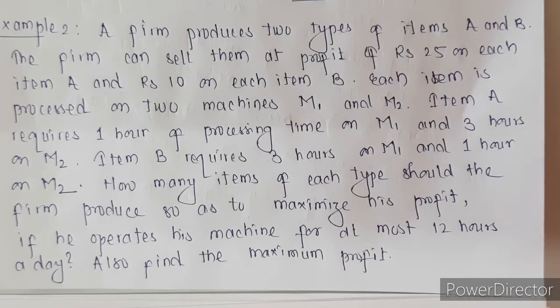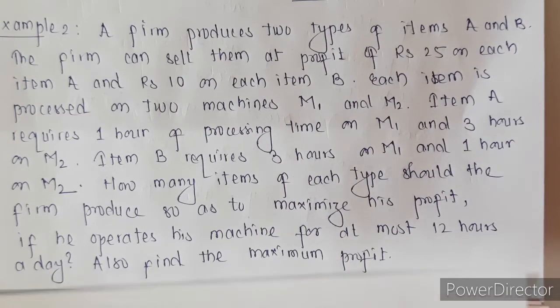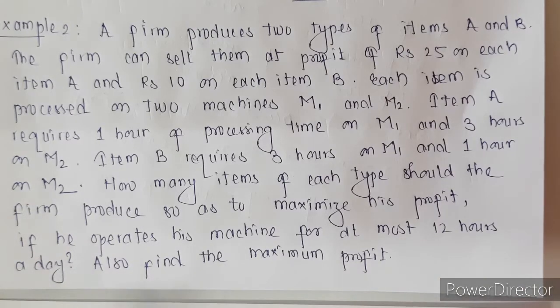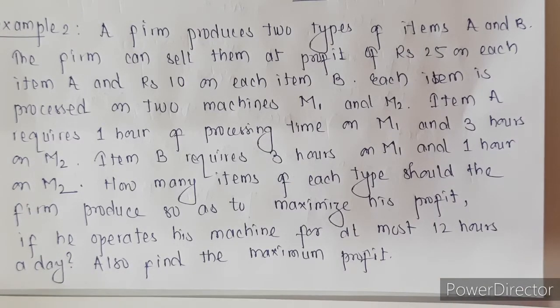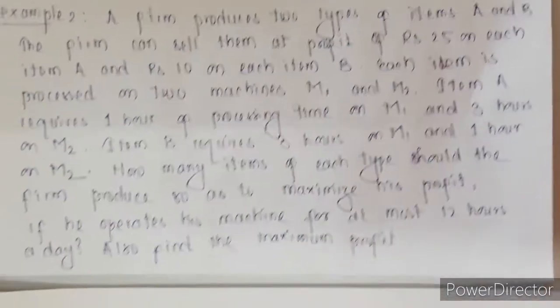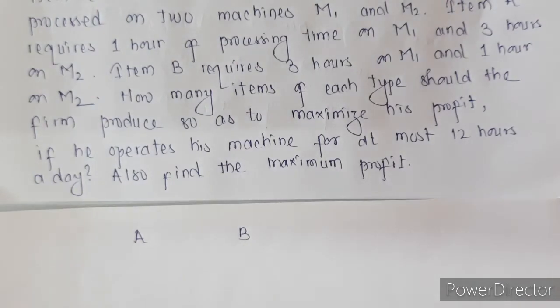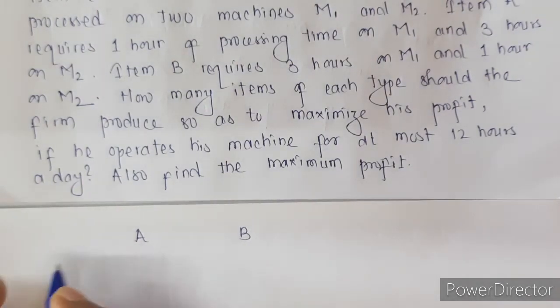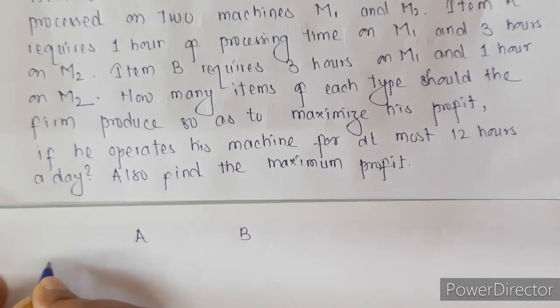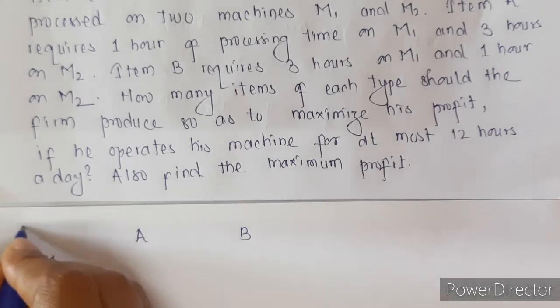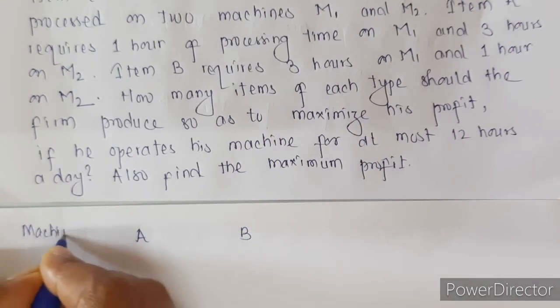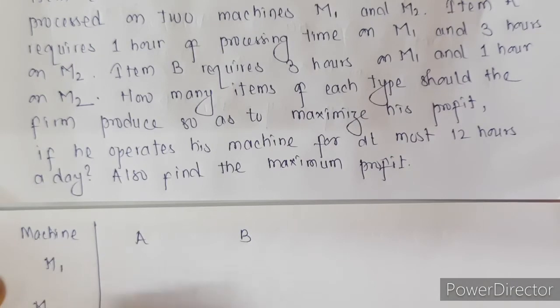Now we know that the firm is going to produce two items, item A and B. For producing item A, it has to go through two machines, machine M1 and M2. We have two machines, M1 and M2.